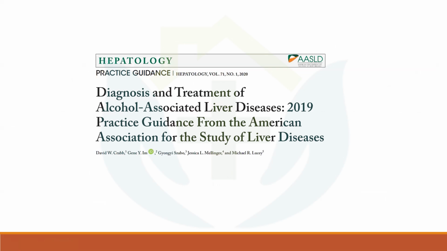Just wanted to share one article with you. It is the practice guidelines for the diagnosis and treatment of alcoholic liver disease 2019 by the American Association for the Study of Liver Diseases. You can find this on the net. If you read it, it has very nice guidelines for this. Okay.